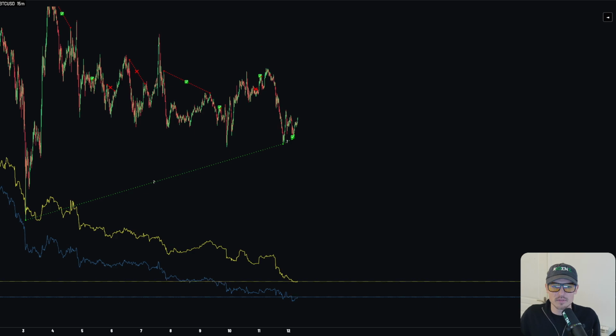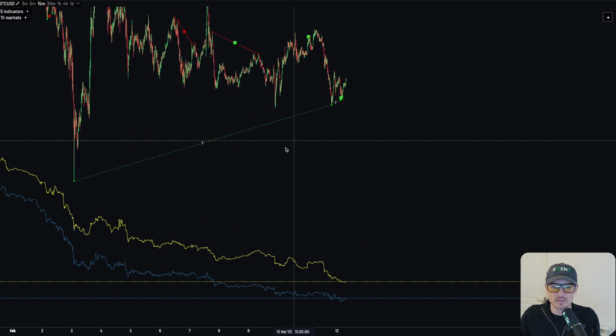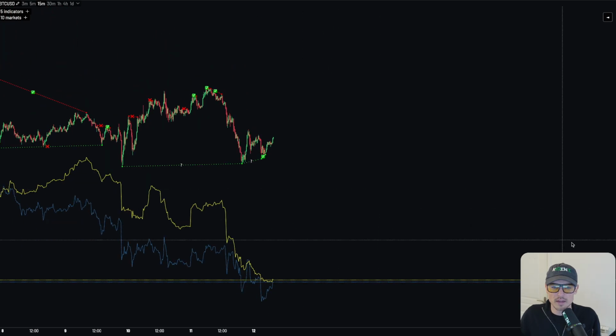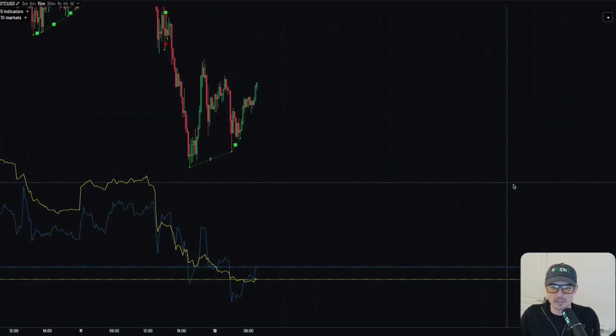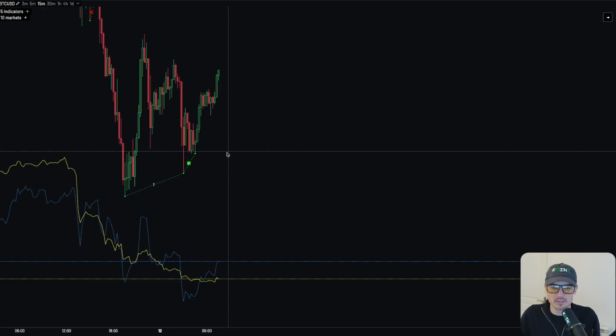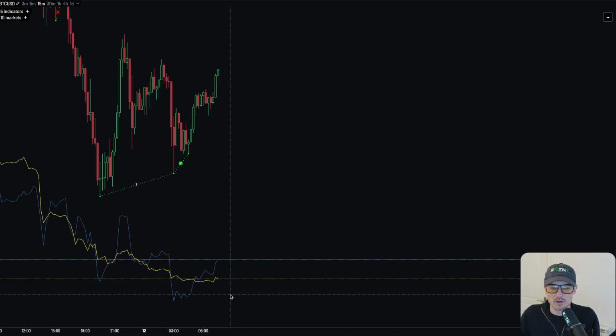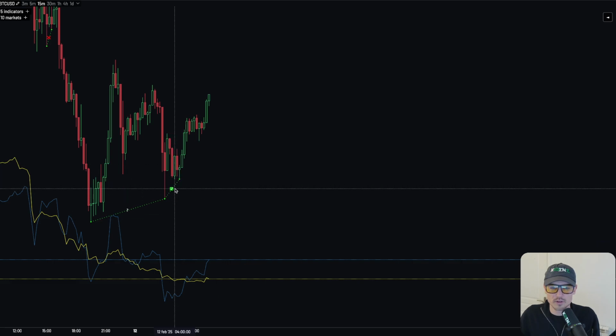If we then look at the CVD divergences, we do have bullish CVD divergences here. If we zoom out and locally, we also here have these bullish CVDs, higher low in price, lower low on the CVDs. This one already played out. This one over here will play out if price takes out this high.